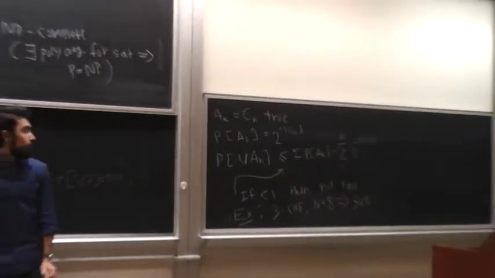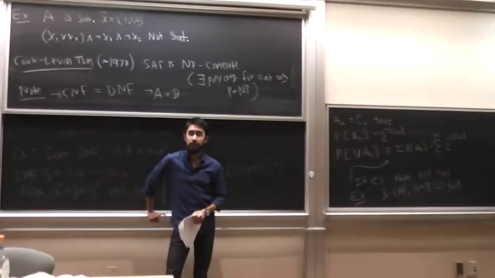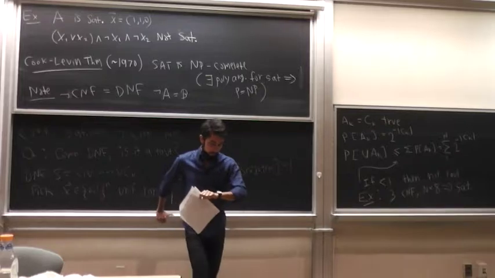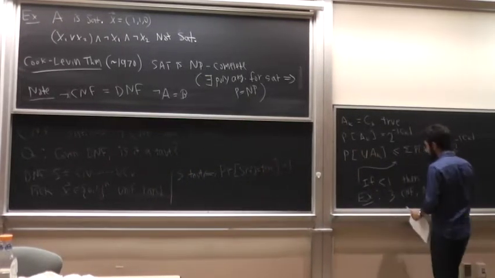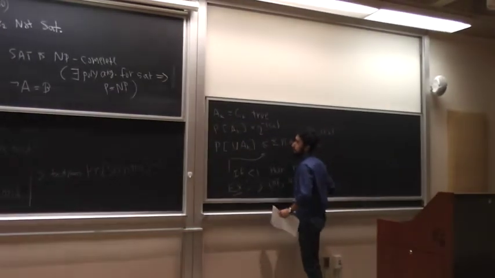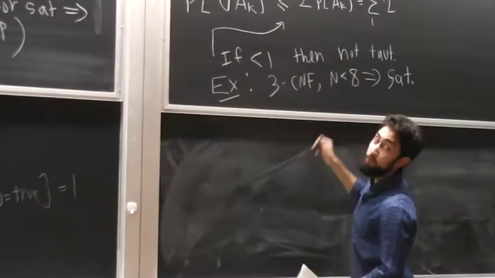So this tells you a criterion for when it's not a tautology. Any questions about that? Okay. So now what if we go further though? So this is just the union bound, which is basically, if you do inclusion-exclusion and you only go one step, right?